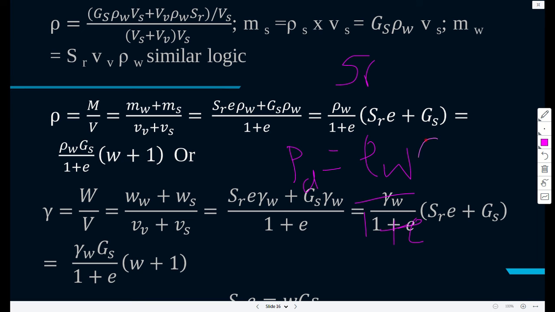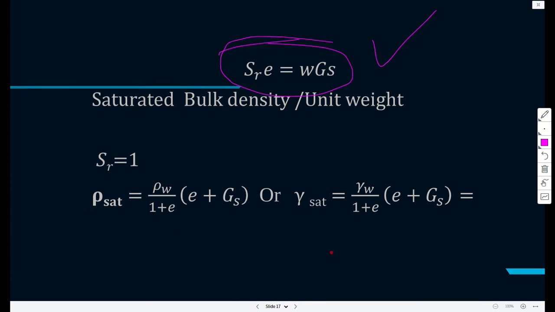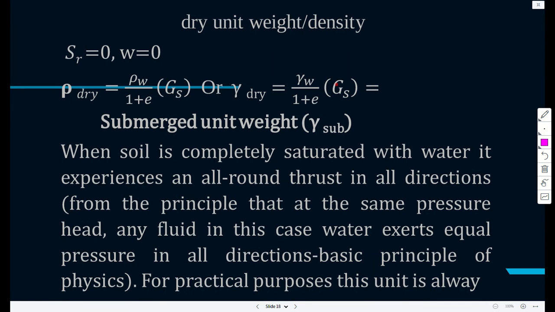So when you are told to prove this in the exam, this would be 0 plus Gs. And that's why I said gamma water Gs over 1 plus e. Should be straightforward. And actually that makes my work very easy because that's what we are going to next. Because you already proved it, there's no reason to prove gamma sat. This is what we said, and gamma dry. We already proved that very easily.